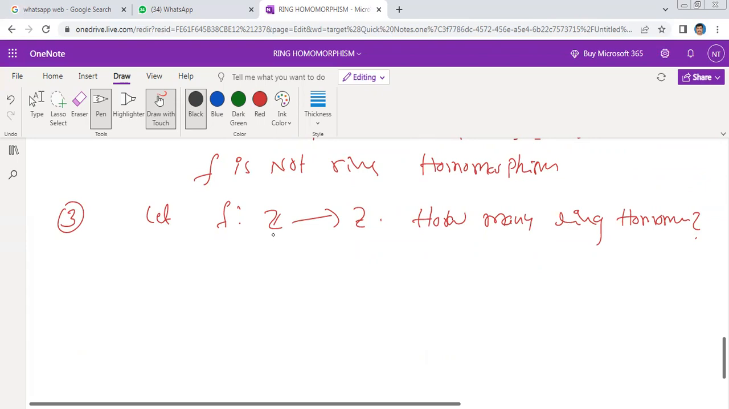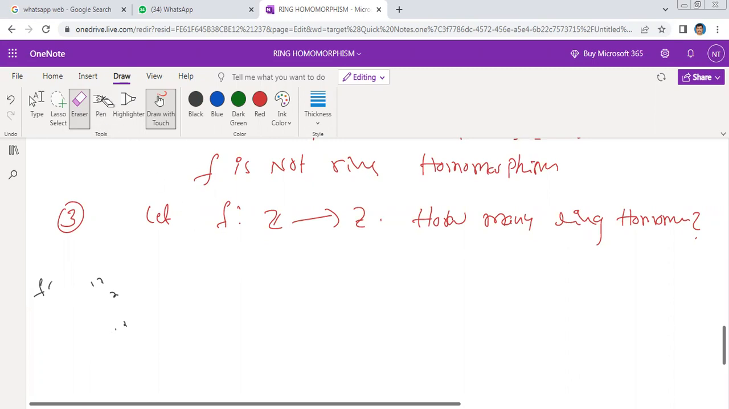In group theory, we already discussed how many group homomorphisms there are from Z to Z. We can take the function f of x equal to 0x, f of x equal to 1x, 2x, 3x. They all form group homomorphisms, so this mapping has an infinite number of group homomorphisms. Now we discuss ring homomorphism. How many ring homomorphisms from this to this? Now we are going to check.